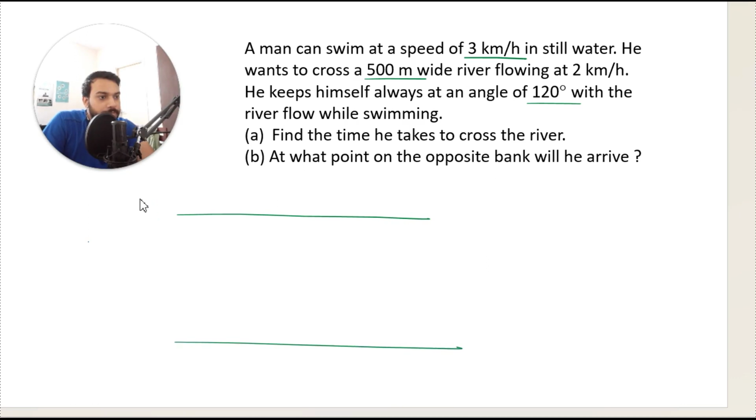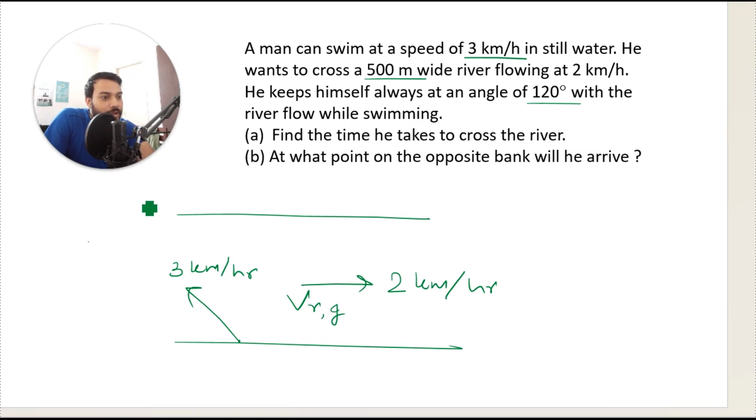This here is the river. The river's velocity is 2 kilometers per hour. That is the river's flow. Okay. So we can say this is the velocity of the river with respect to the ground, VRG. Okay. Then the velocity of the man with respect to the river is 3 kilometers per hour at an angle of 120 degrees from the horizontal. Okay. So this is velocity of man with respect to the river.